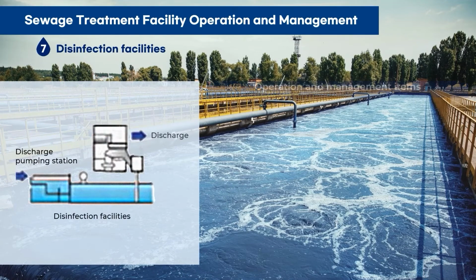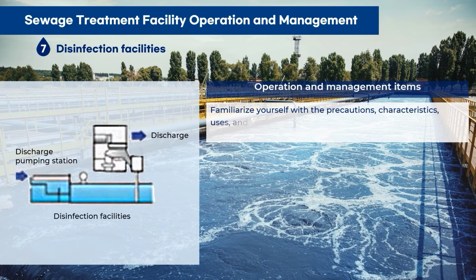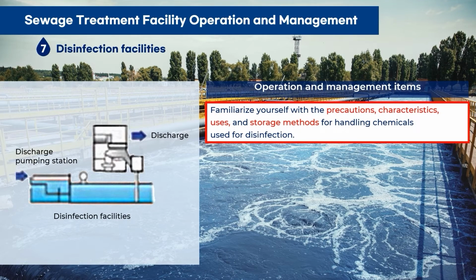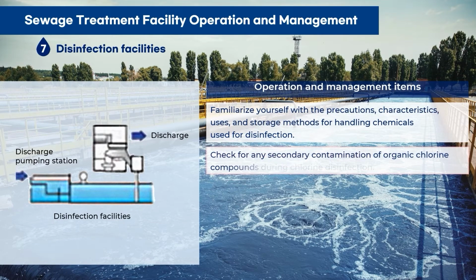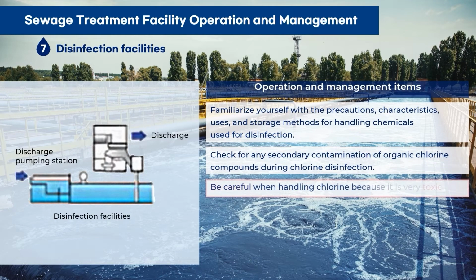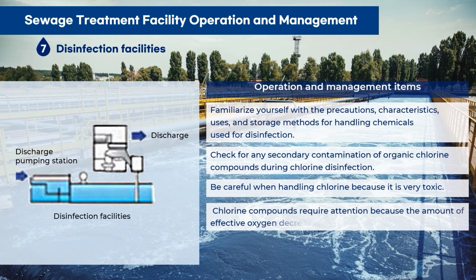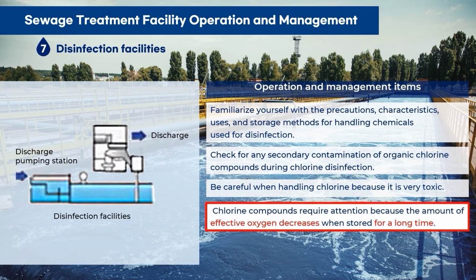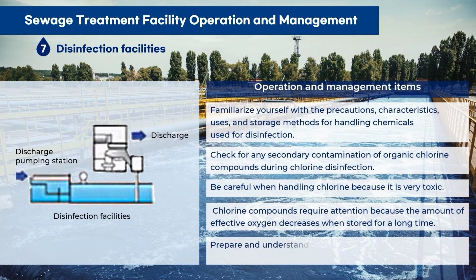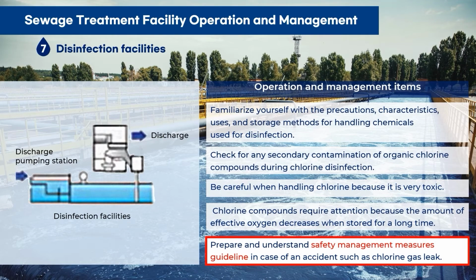In disinfection facilities, first staff must be familiar with items like the precautions, properties, temperature, and storage method of the chemical used when handling a chemical for disinfection, and there should be a check for secondary contamination from chlorine compounds. In particular, because chlorine is extremely toxic, sufficient care must be taken when handling it. Be mindful of the fact that if the chlorine compound is stored for a long time, the amount of effective oxygen in it decreases. It is necessary to prepare measures for responding to accidents like chlorine gas leaks and to remain aware of these measures.